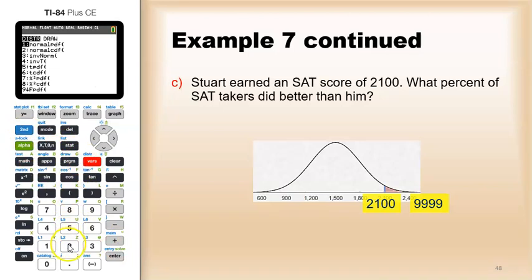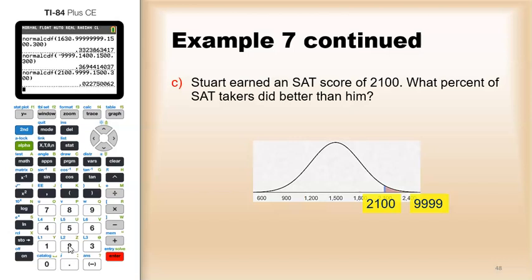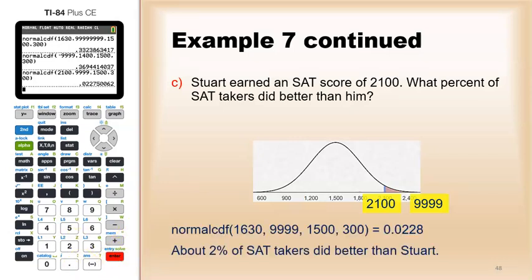Normal CDF, 2100, 9999. Paste. Enter. And I get about 2.275%, so about 2%. So about 2% of SAT takers did better than Stewart.